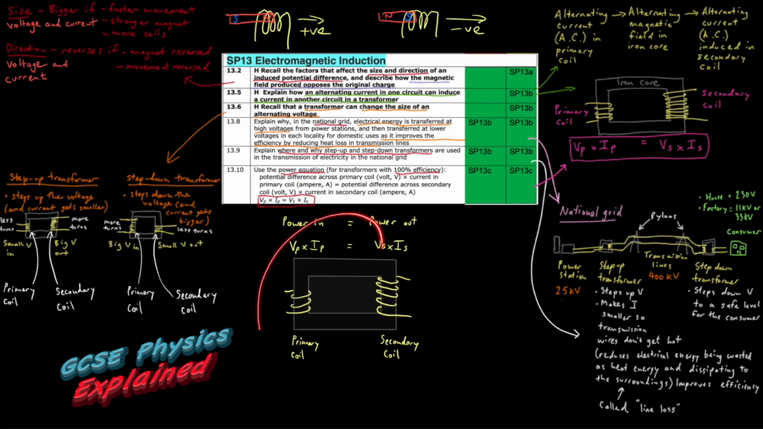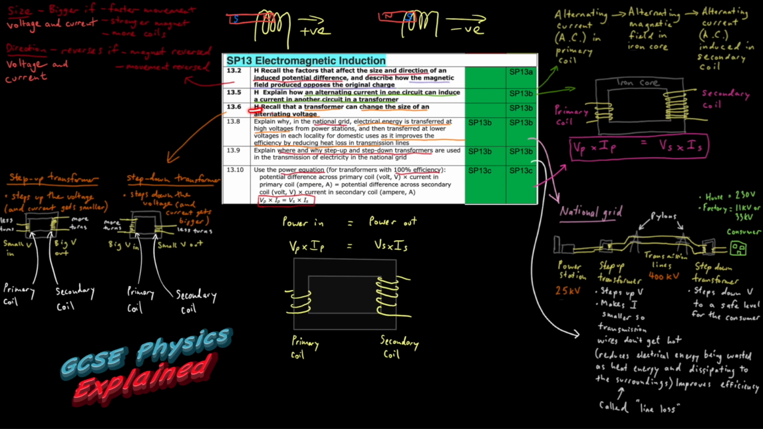Now this transformer, all transformers only work with alternating current. So I've seen them ask a trick question. If they say they put DC in, how much DC voltage will you get out? Well, you won't get any, because transformers only work with AC.